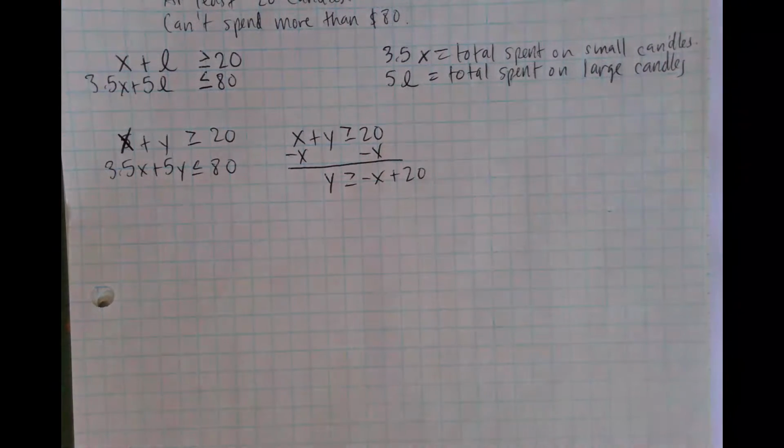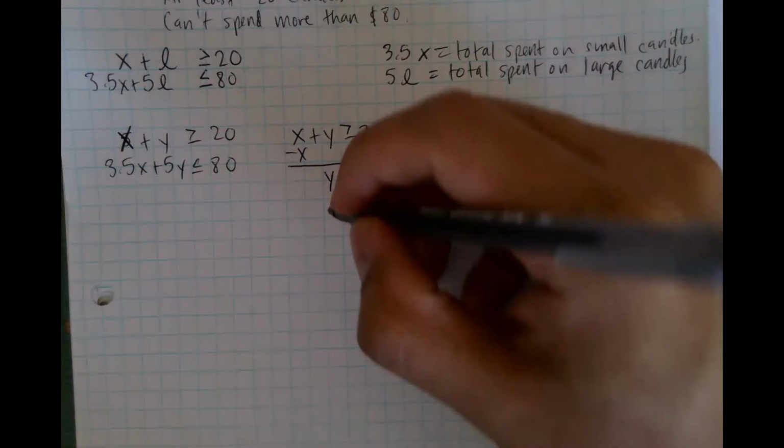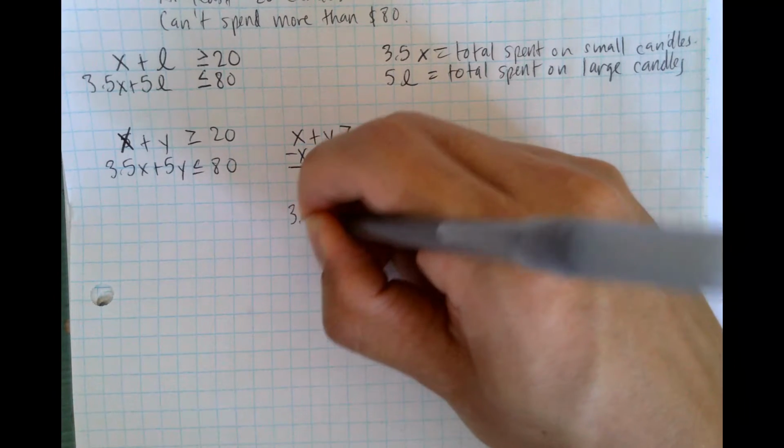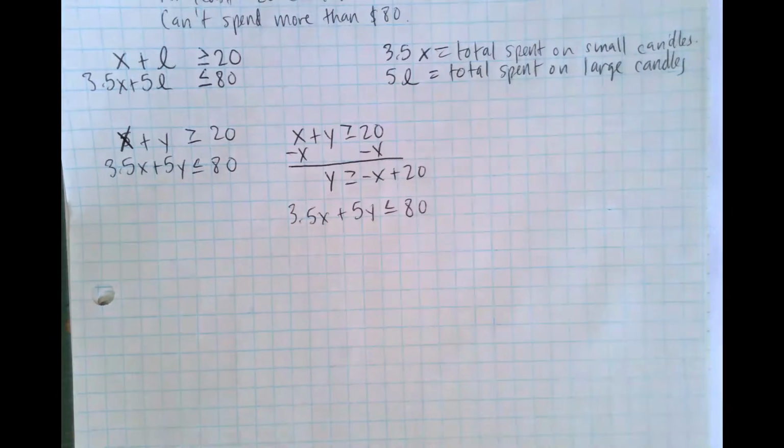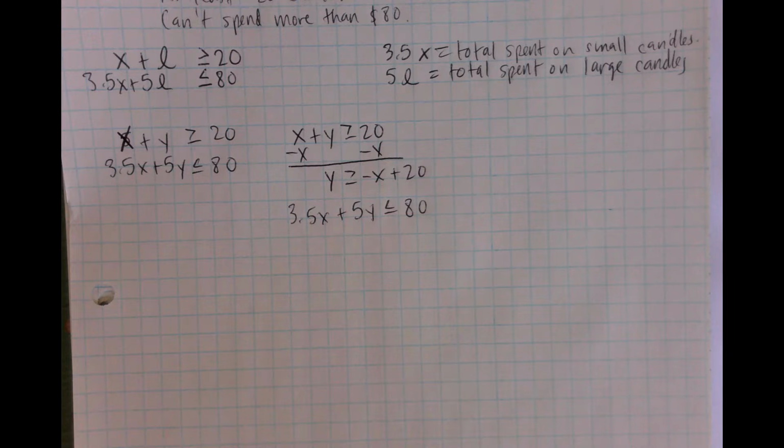Okay, so you can see here that now we have it in this form. It's in its slope-intercept form, so it's a lot easier to graph, right? The second equation we want to change is 3.5x plus 5y is less than or equal to 80. So what should we do first here?